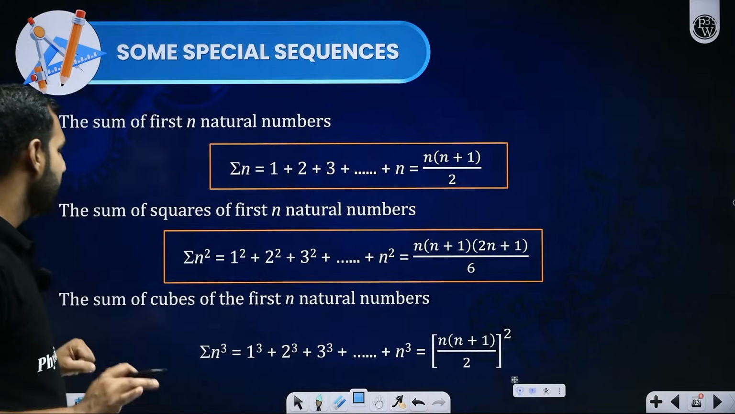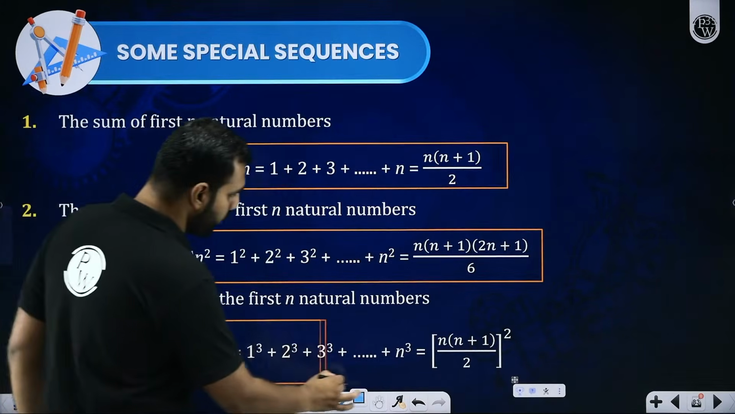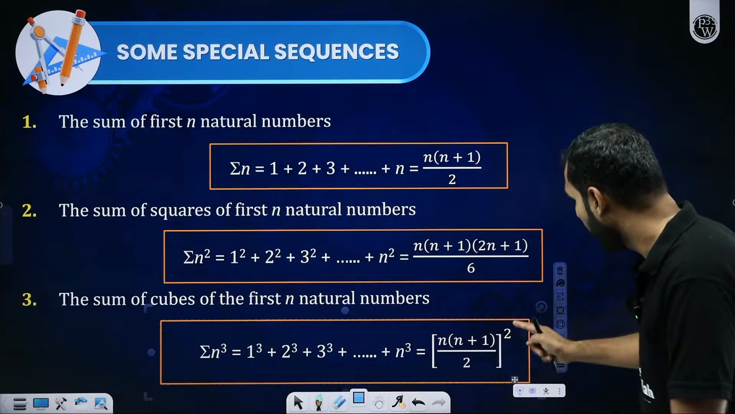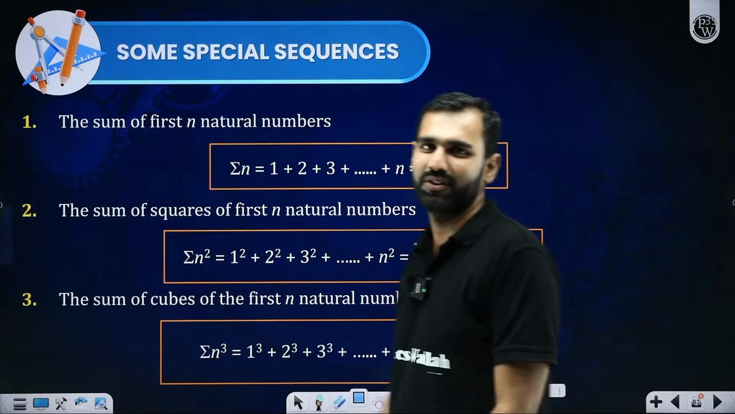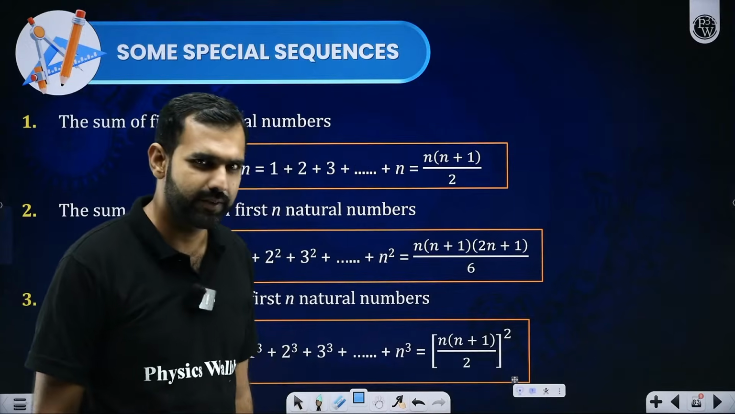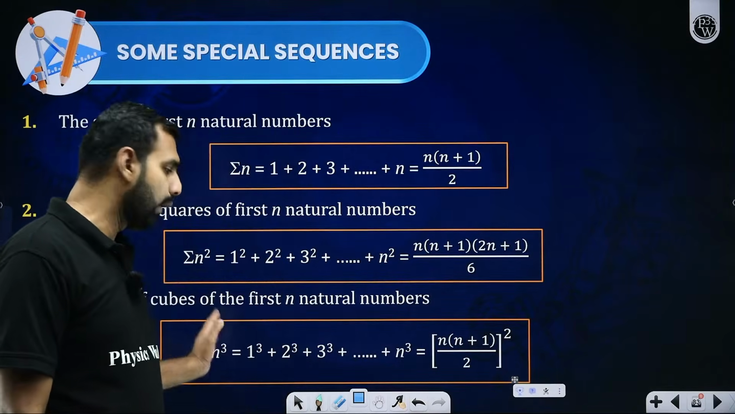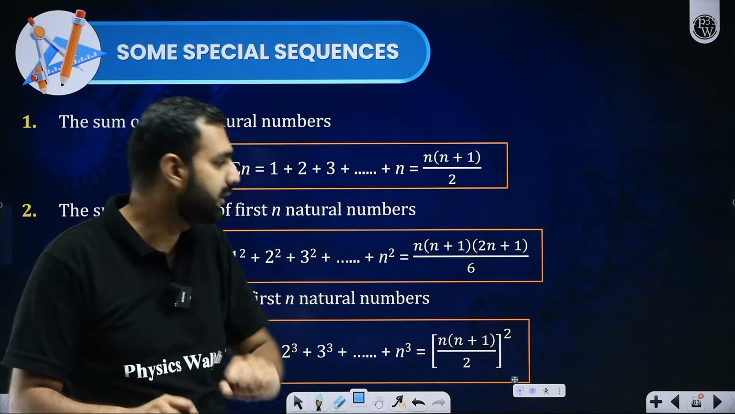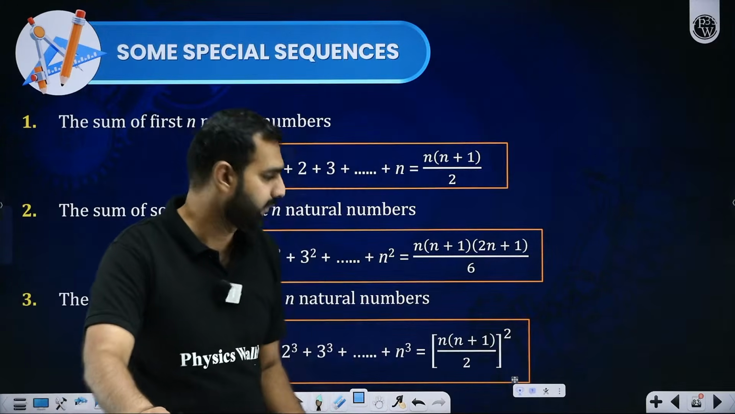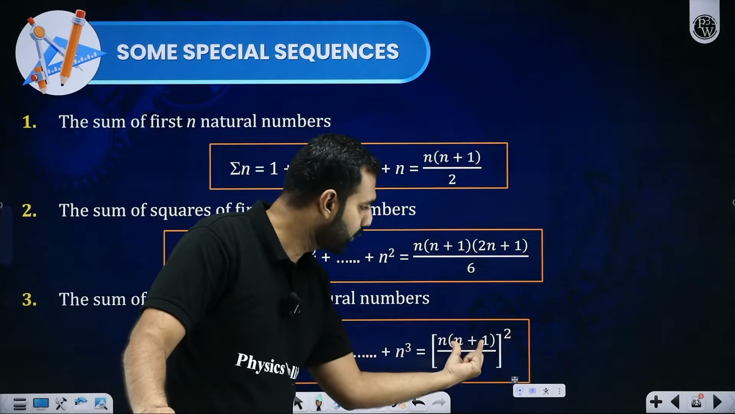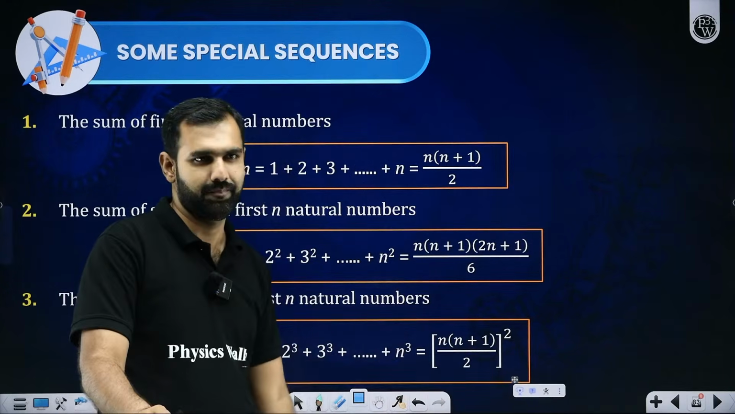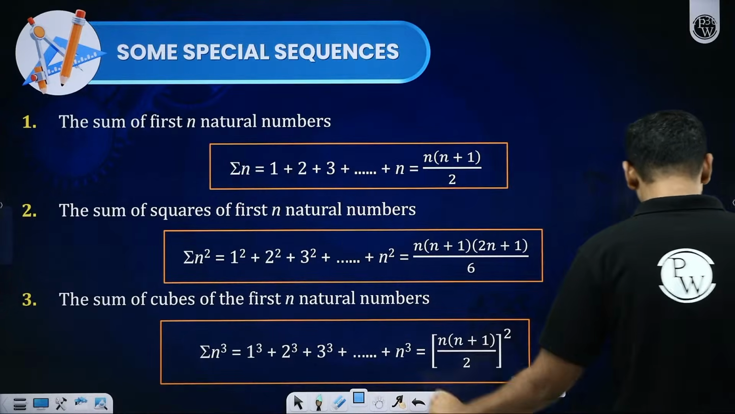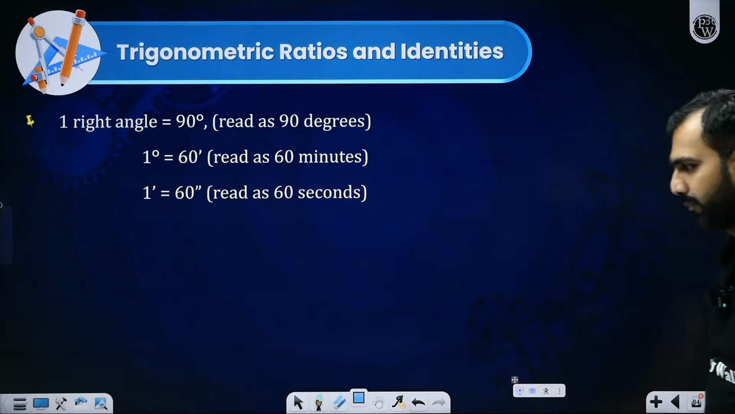Similarly, if I ask you 1 cube plus 2 cube plus 3 cube until n cube, it is nothing but the square of the sum of the first n natural numbers. Did you understand it? I repeat. Let's say I ask you 1 cube plus 2 cube plus 3 cube until 10 cube. So your answer will be the square of 10 into 11 by 2. That's it. I hope you are understanding that we'll be using these formulae in our journey.